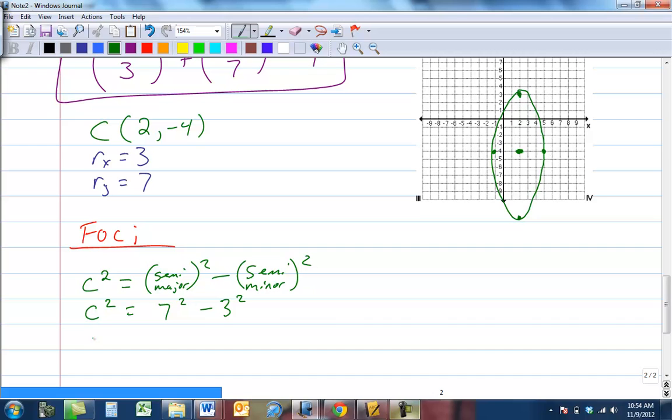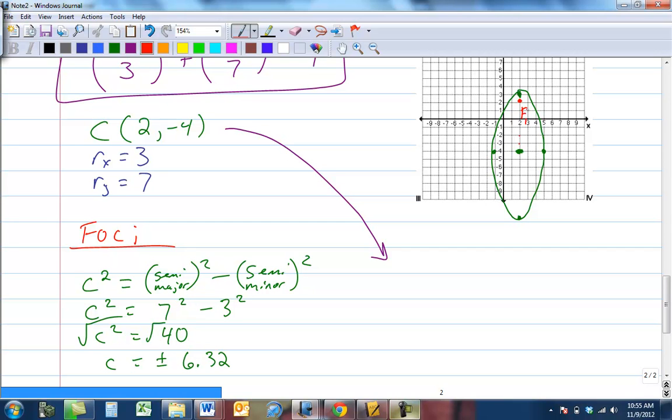So you've got c squared equals 49 minus 9, which is 40. Square root both sides, and you get c is plus or minus the square root of 40. I want an approximate here, so go ahead and bust out your calculator, do the square root of 40, and you'll get approximately 6.32. Now, this is the distance that the foci are from the center. So remember, we're using this center, but the foci are 6.32 units away from it on the major axis, which means that our y is our major axis. So we're going to go 6.32 units up from the center: 2, 3, 4, 5, 6, and then a little bit more. So right there is F1.